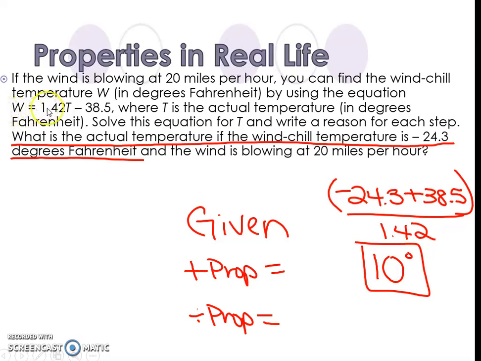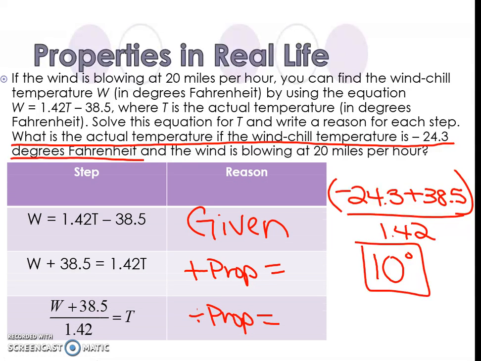So basically, this is the equation to solve for that W. Okay, it's like a formula. Solve this equation for T and write a reason for each step. What is the actual temperature if the wind chill temperature is negative 24.3 degrees Fahrenheit, and the wind is blowing at 20 miles per hour? So basically, wind chill is what you feel. It's not the actual temperature. So usually, you need to calculate the actual temperature, okay? So wind chill is what you feel, alright?